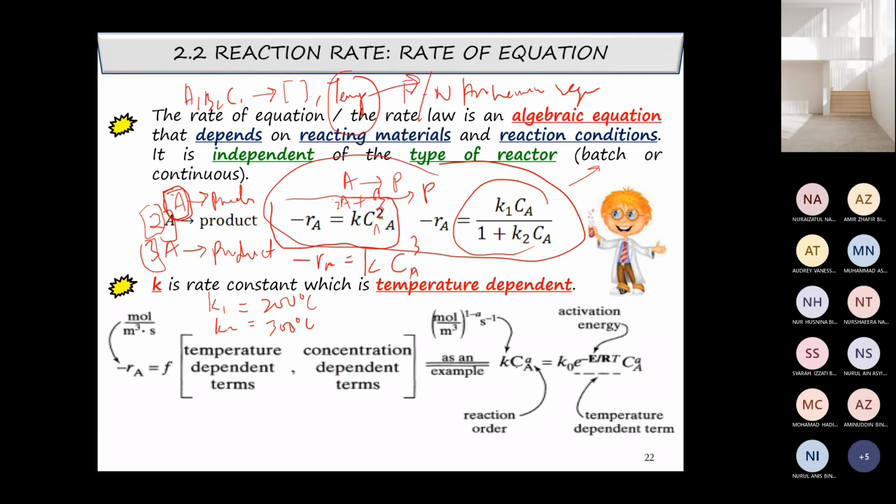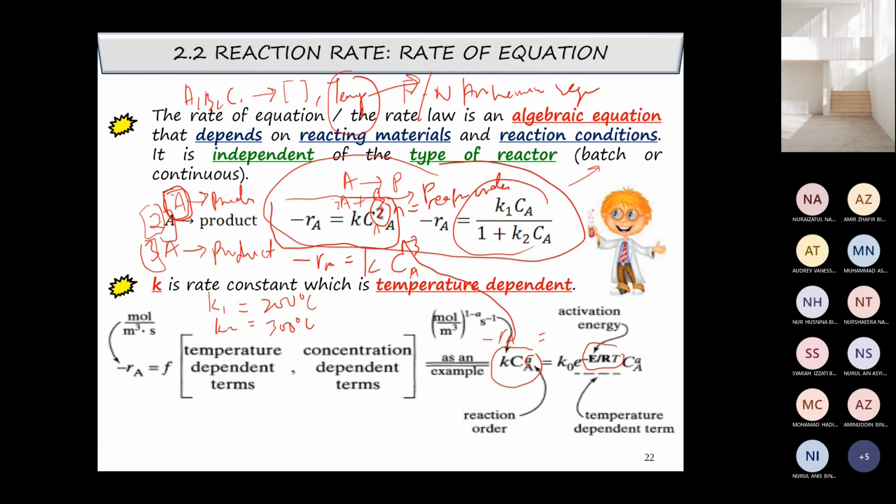Okay, so we have a KCA. Alright, so ingat KCA ni lah is equals to negative RA, equals to K naught e to the negative E over RT, CA to the power of n. So this one yang kita katakan this is the activation energy. They depend on the temperature. Alpha here is a reaction order. Ini I lupa nak cakap, this is n, which is the reaction order.